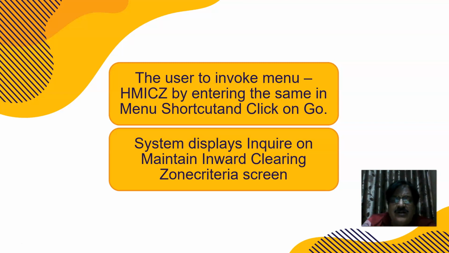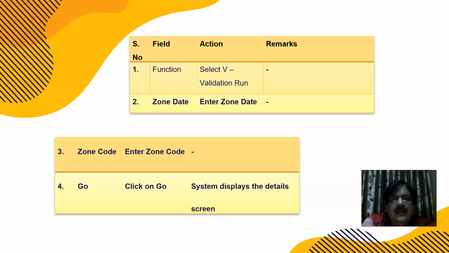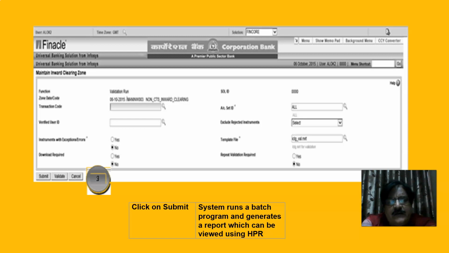Type it in the shortcut field and click on go. Function select V. V is for validation run. Enter the zone date and zone code, and click on go. This is how you run V: zone date, zone code, and the Sol ID wherever you're working. The system runs a batch program and generates a report which can be viewed using HPR. Either you can print it or you can view it.